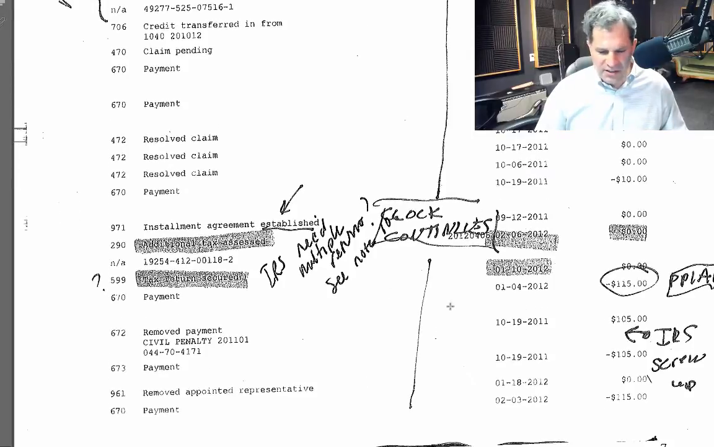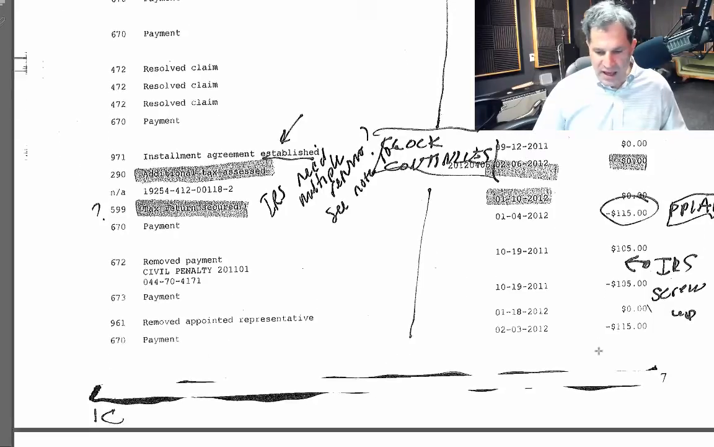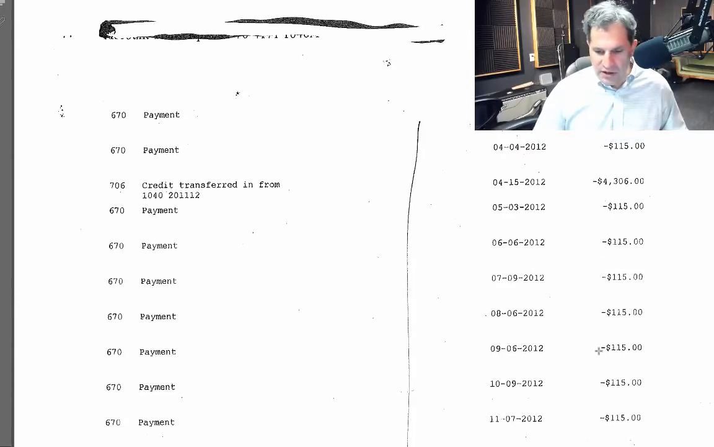And then here's a nice little thing. You'll see the IRS screw up every now and then, right? They put a civil penalty on here. That's completely wrong. They put it on, they take it off. So that happens a bunch of times. So here you go, payments. Here it is, refunds coming in.